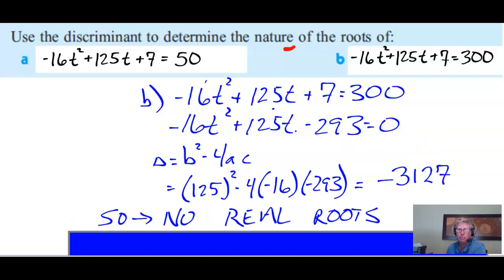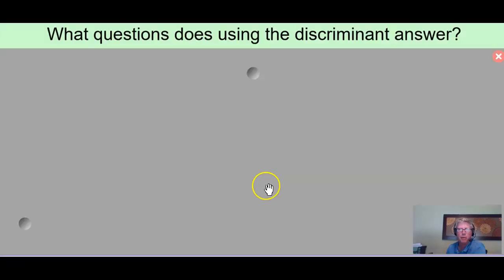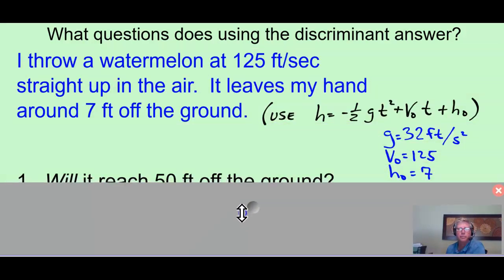Okay, so maybe there might be a better purpose. So what questions does using the discriminant answer? Well, let's look at a physics question. I throw a watermelon at 125 feet per second. I'm going to throw it straight up in the air, and it's going to leave my hands at 125 feet per second.